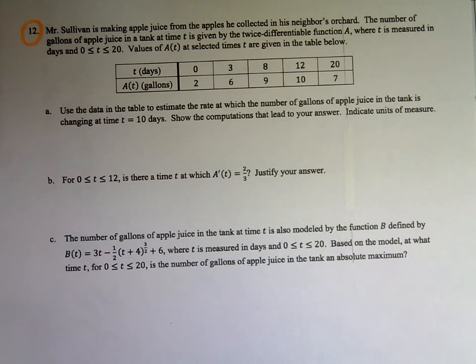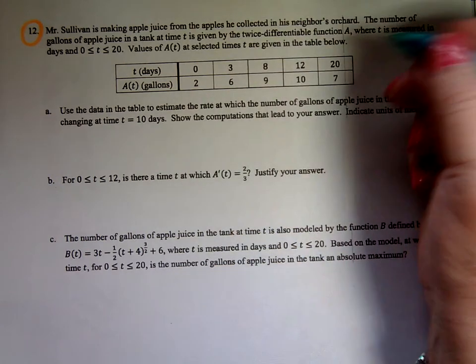The value of A of t at selected times are given in the table below. Use the data in the table to estimate the rate at which the number of gallons of apple juice in the tank is changing, the rate of change, at time t equals 10. Show the computations that lead to your answer and indicate the units. Well, where's 10? 10 would be right in here.